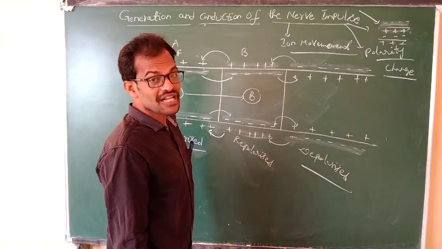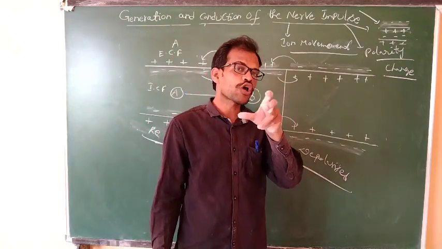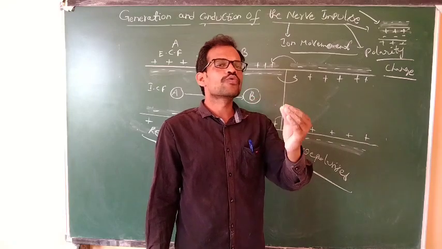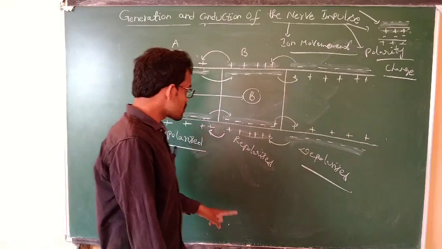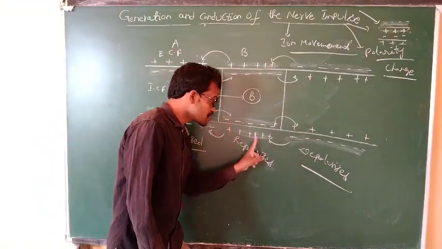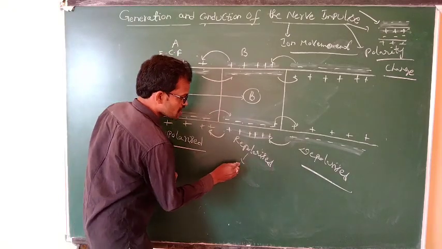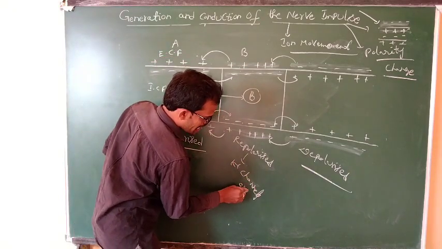At the time of repolarization, potassium channels are open. Sodium channels are short-lived, which means sodium channels are closed. Whenever the sodium channels are closed, potassium channels are open. Whenever the potassium channels are open, the outside is positively charged and the inside is negatively charged. In the repolarized condition, potassium channels are open.